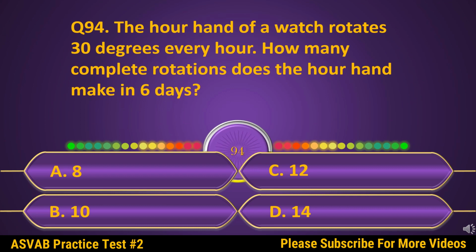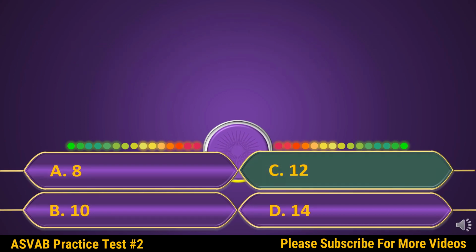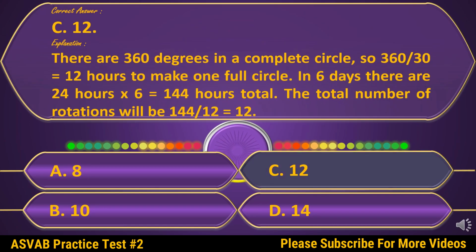Question number 94. The hour hand of a watch rotates 30 degrees every hour. How many complete rotations does the hand make in 6 days? And the options are A. 8, B. 10, C. 12, or the option D. 14. And the correct answer is option C.